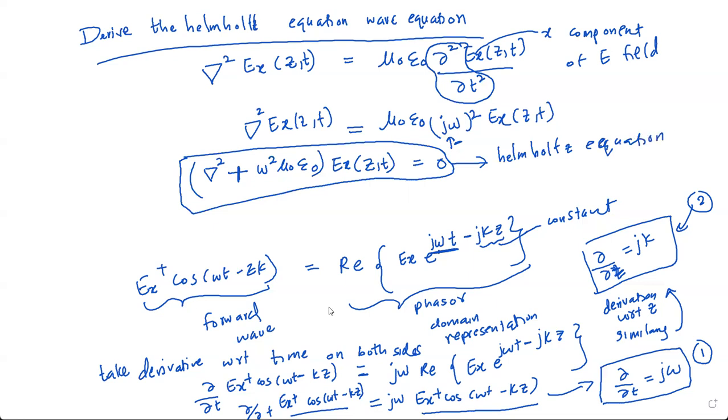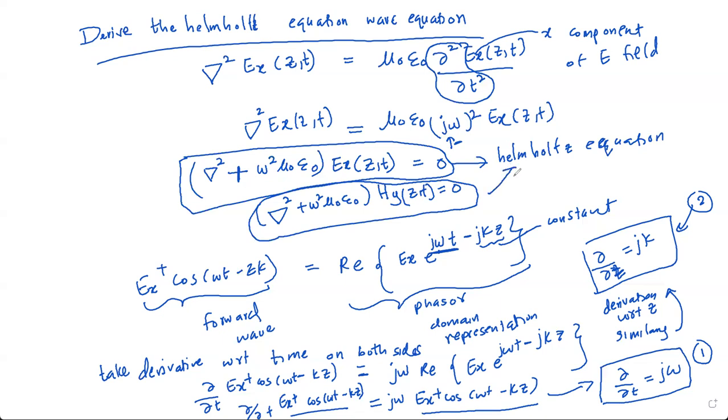Helmholtz equation. A similar equation can also be derived for the magnetic field, right? The only difference is that the magnetic field component will be substituted here. So this is the Helmholtz equation for the magnetic field. These are both Helmholtz equations. Here, this is for the magnetic field, and this is for the electric field, right?